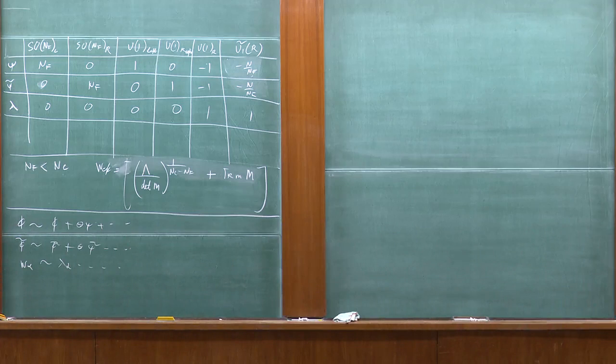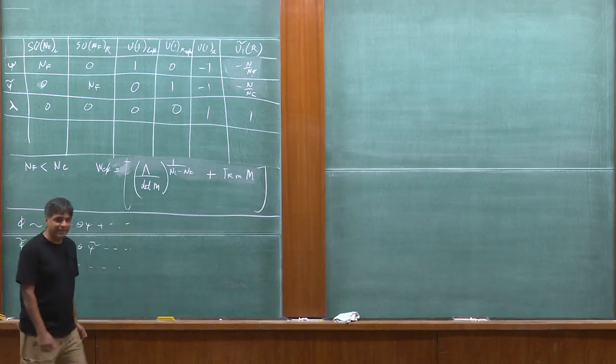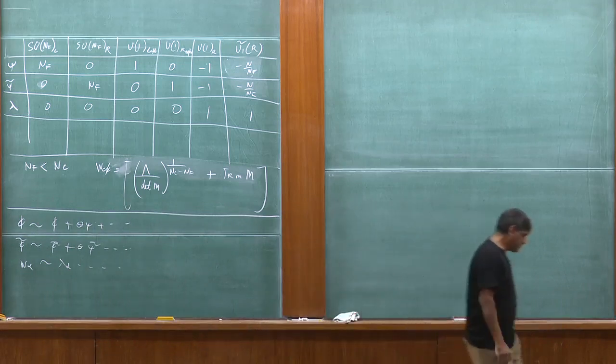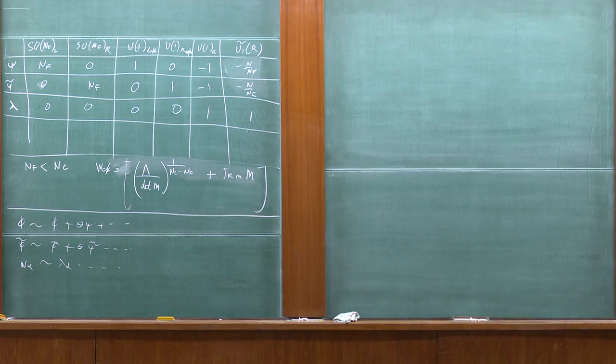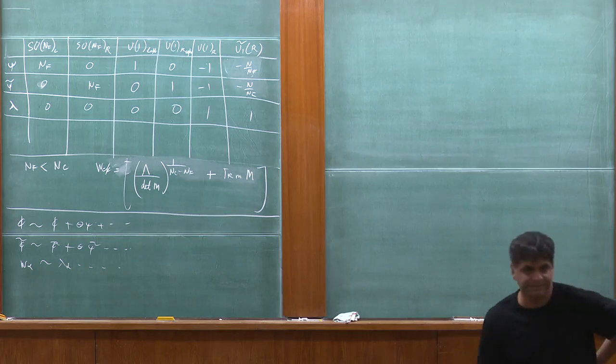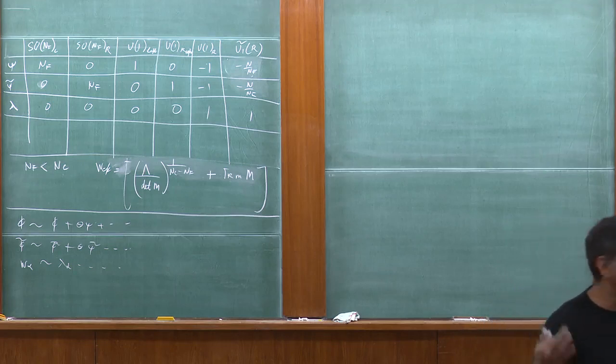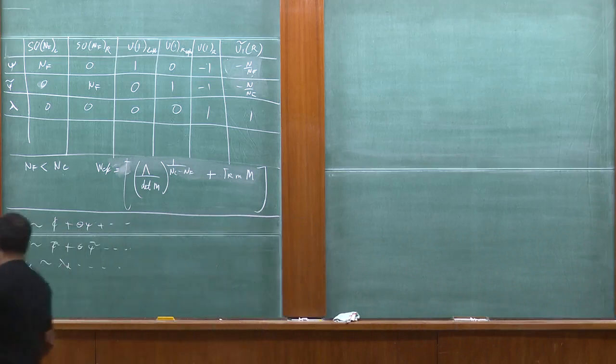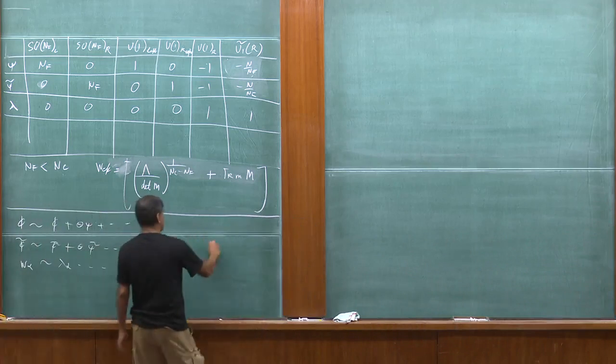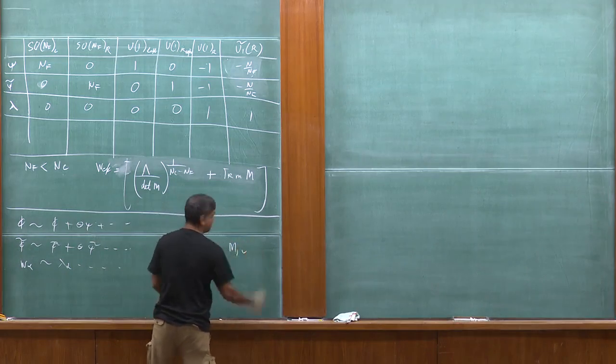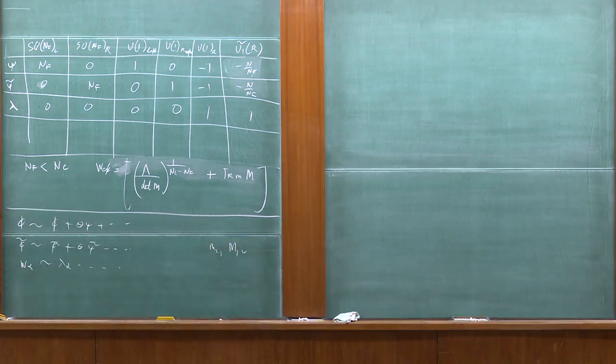There are two or three things I wanted to add to our discussion from last time before continuing. Little m was a constant matrix, a matrix with constant numbers, m_ij. And capital M was a meson superfield. So the product is matrix multiplication.